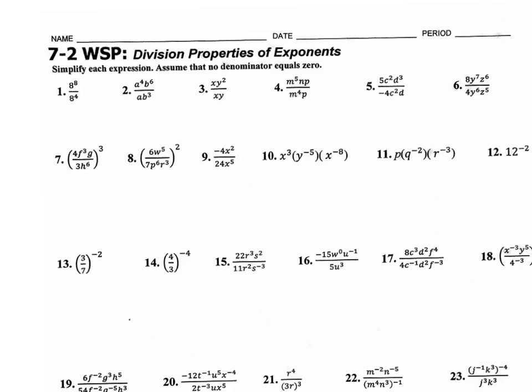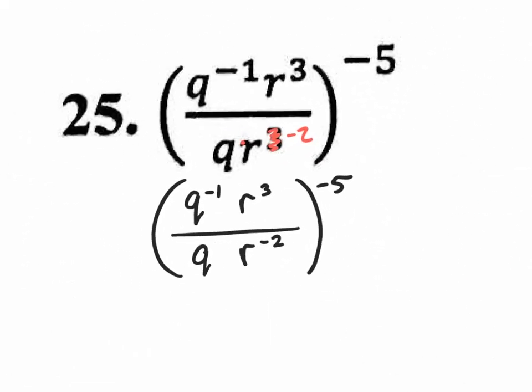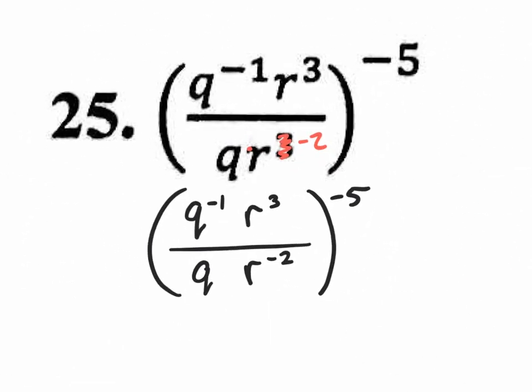Okay, so this is going to be a video explaining this homework, 7.2 WSP. Now, there are some typos. So how about right now, stop what you're doing and let's recopy number 25. There was a mistake. The original one says r to the third, but that should be a -2. So you're going to have to rewrite the whole thing like this.